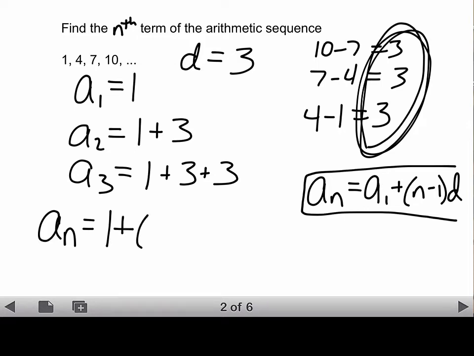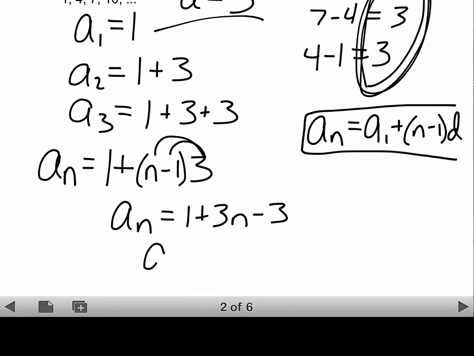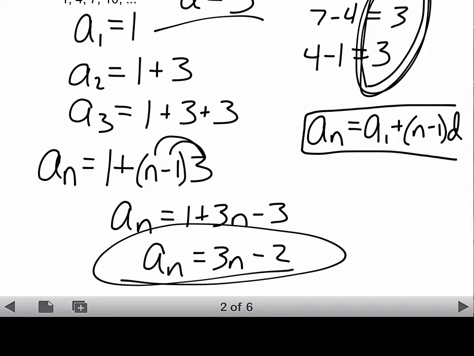plus n minus 1. This is where we go generic, because it's just a sub n, right? That n minus 1 is going to be times d, but d in this case is 3. We can simplify this here. So a sub n is equal to 1 plus 3n minus 3, or 3n minus 2. That's it for this one.